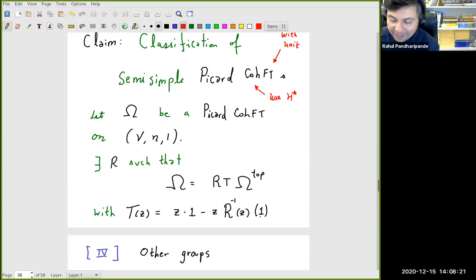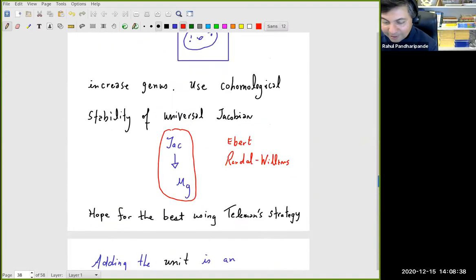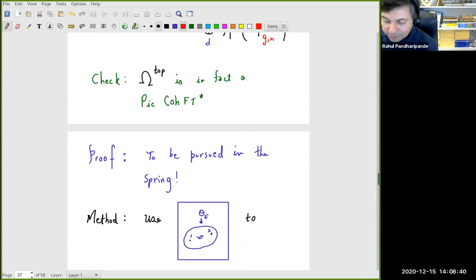So if it has a unit, it cuts down. If it has a unit, then you only have to look for R because R fixes T. That's because the whole theory has a unit. There's less freedom in the actions. Okay, so those are the proposals for what to do in the definitions and classification and semi-simple aspects of Picard CohFTs.